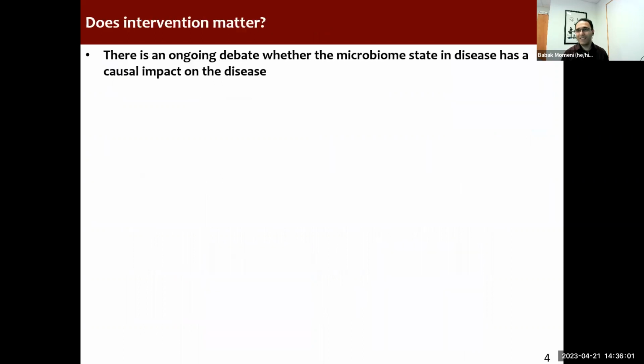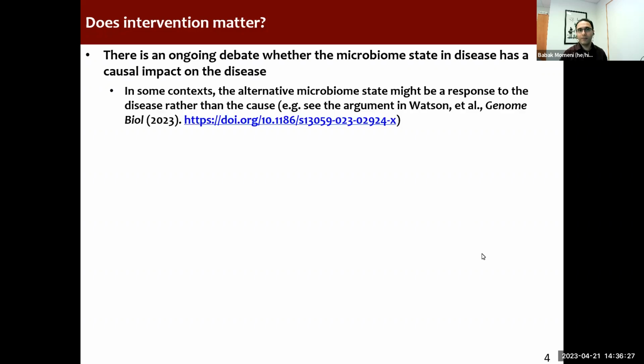I'll do a quick segue and repose the question of whether or not intervention would be helpful. There is an ongoing debate whether the microbiome state in disease is actually the cause of the disease or not. There are arguments on both sides: some examples where it seems pretty clear that the cause is the microbes, and several examples where there is an alternative microbiome state during the disease, but that might be just the response to the disease rather than causing it. I've put one recent example here.